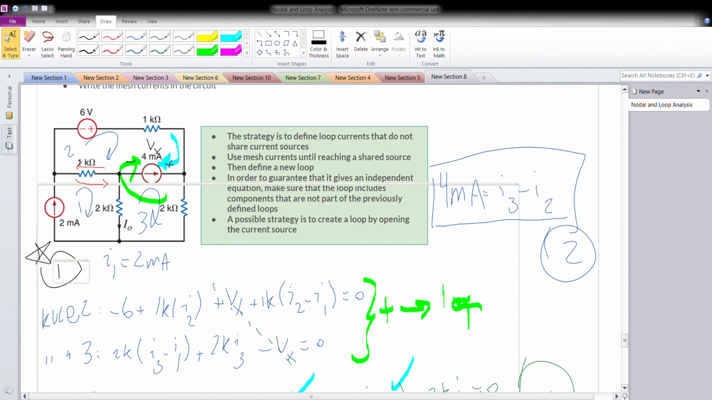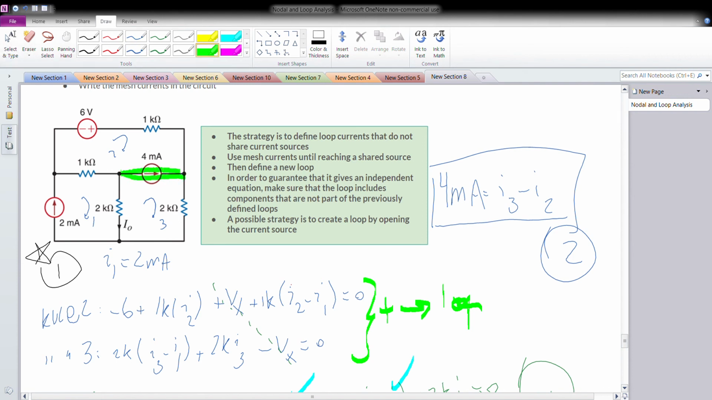So I'm going to erase what I drew on this circuit. For the second method, again, you're going to define your loop currents. So let's say, I1, I2, I3. Next thing you're going to do, we know that this is our super mesh, so we're going to act as if that wasn't there, right? If this wasn't there, then these 2 loops would become 1 loop, right?